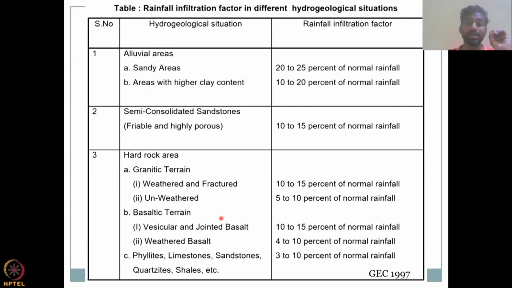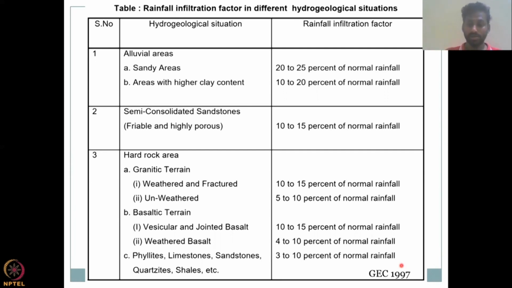Please note that it says 10 to 15 for weathered, which means broken and weathered rock. But when it's unweathered, when it's still fresh rock, a rock which is not weathered, then we take just 5 to 10% of rainfall. So the percentages help to differentiate the type of hard rock aquifer. And then if it is basaltic terrain, it is again 10 to 15. If it is jointed basalt, weathered basalt is 4 to 10. Jointed means it has more connections intertwining each other, and that makes the water flow and store.